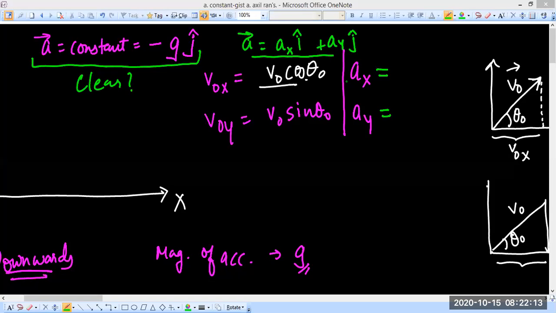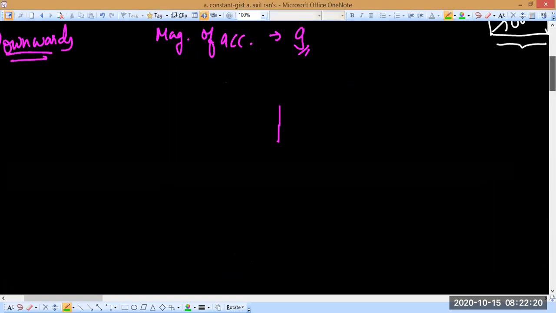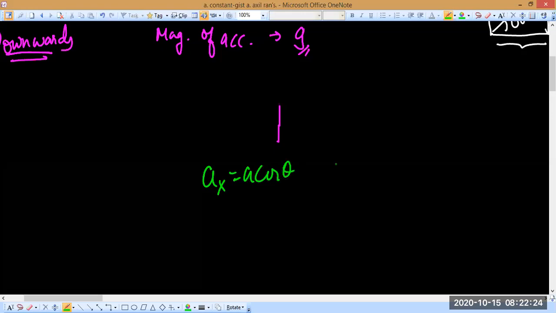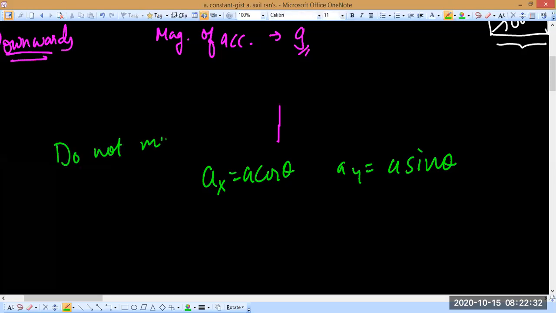Okay, I want to warn all of you, please don't memorize that AX means A cos theta and AY means A sin theta. Do not mug it up. Okay, please don't mug it up. It doesn't help. You should understand the context. You should understand the situation.